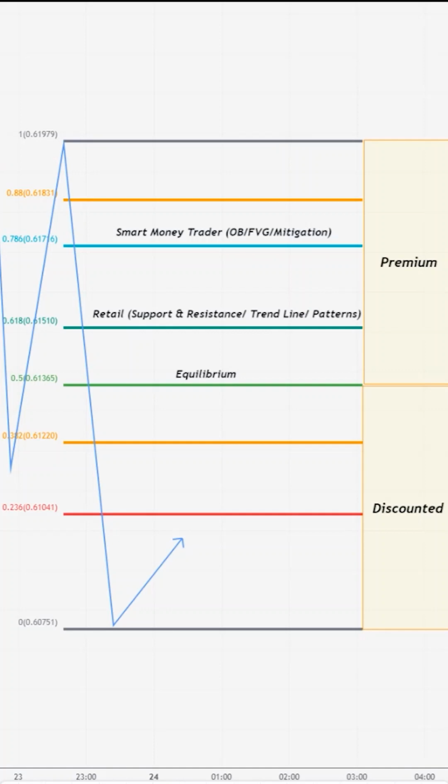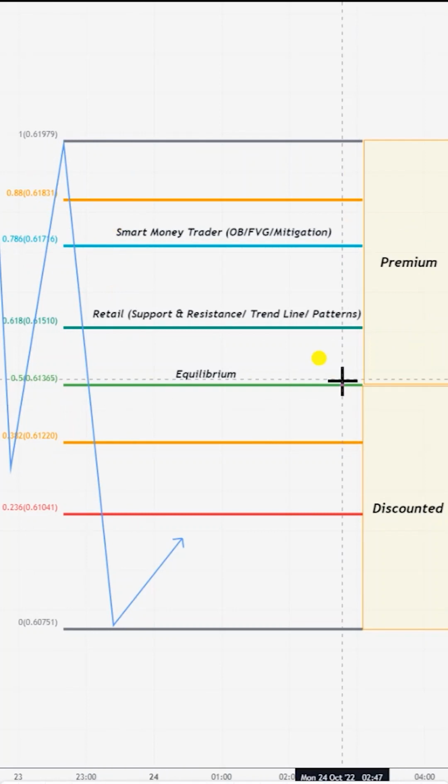Alright guys, so here we have a classical Fibonacci. As you can see, we've got the typical numbers that you probably see in any other graphs or videos, where you've got 50, 61, 78, and 88. As I stated before, 61 is for retail, the golden ratio, and 78 and 88 are for the smart money trader.